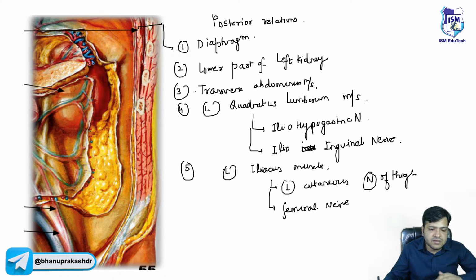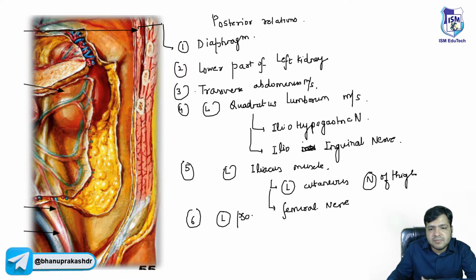So what other things we can see? Yes, we have the left psoas major muscle. Psoas major muscle. Okay. And yeah, the structures which are in front of it. You can see this artery over here. It is the left gonadal vessel.